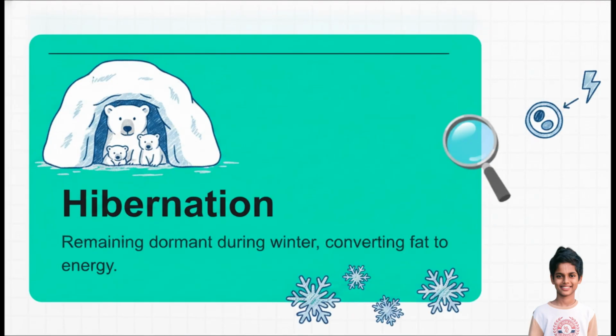So the crucial point is, what happens when winter is at its absolute worst and there is zero food around? Well, they use hibernation. This means remaining utterly inactive or dormant. Female polar bears literally dig dens deep into the snow. While hibernating inside, they don't eat or drink.